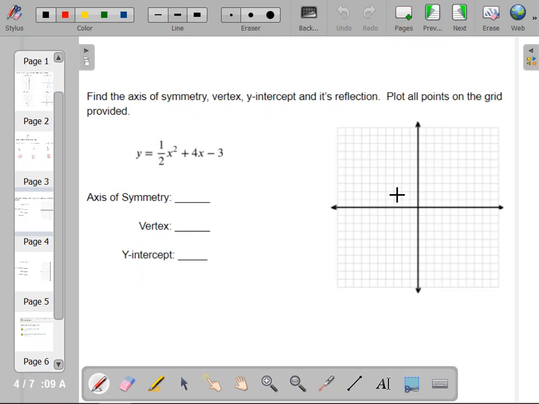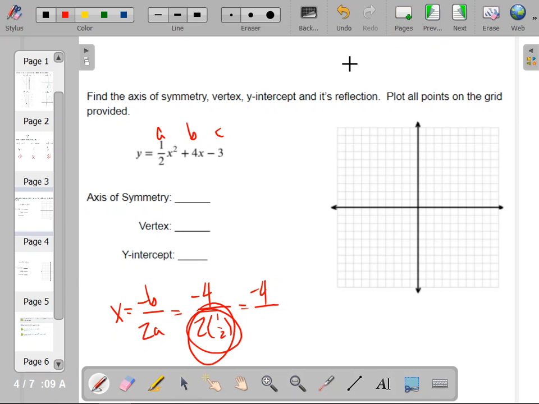Now let's see if we can put it all together and actually graph a couple of these. So the first thing I'm going to do is find the axis of symmetry. The equation for the axis of symmetry is the opposite of b over 2a. Here, b is 4, so the opposite of 4 would be -4, over 2a. 2a is 1/2. You do need to be careful when you type this in your calculator. You always want to simplify that first. 2 times 1/2 is 1. -4 divided by 1 is -4. So the axis of symmetry is -4.